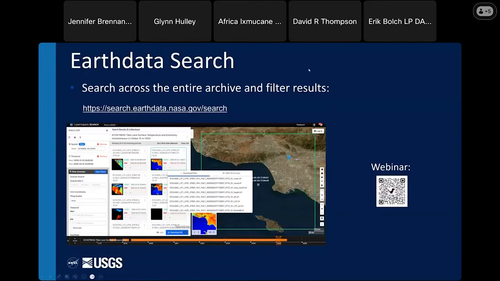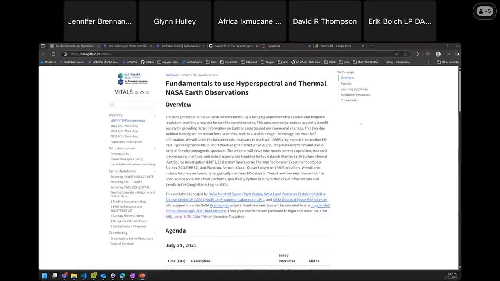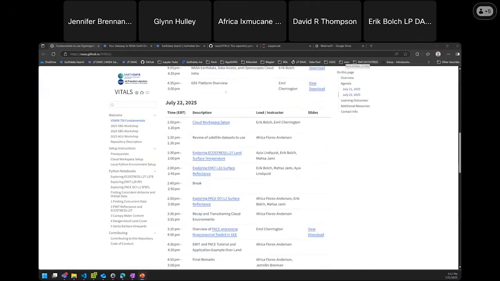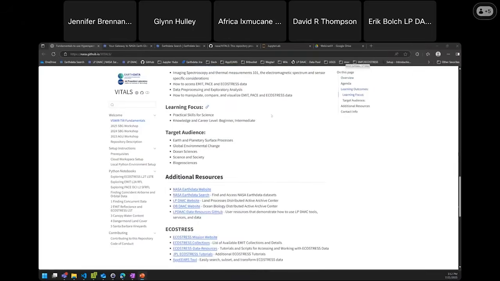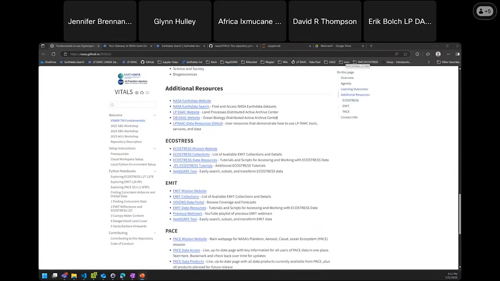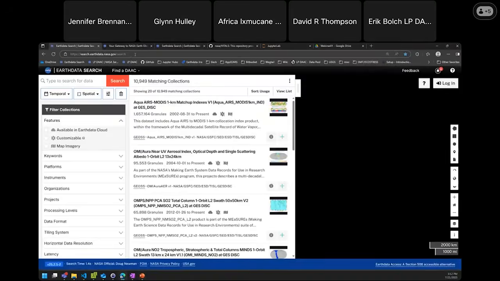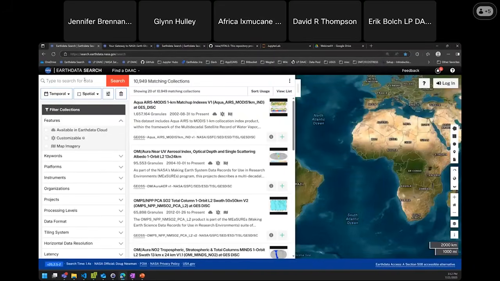And so now I'm going to minimize this and go through a bit of a demo here. For Earthdata Search, I've actually got the link here. If anybody wants to follow along, it's here on this webbook page. You can go to Earthdata Search down here. And it's just search.earthdata.nasa.gov/search. And so this is where you can find any data set you're interested in.